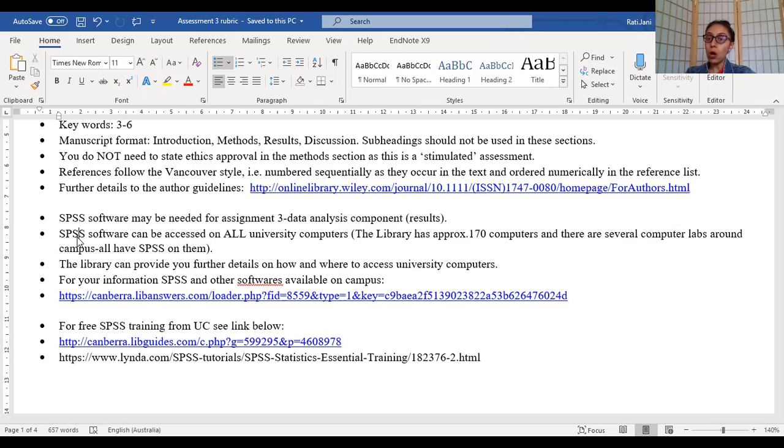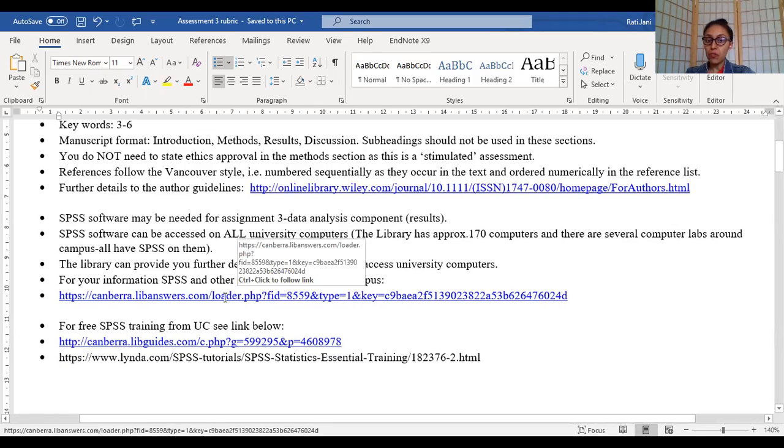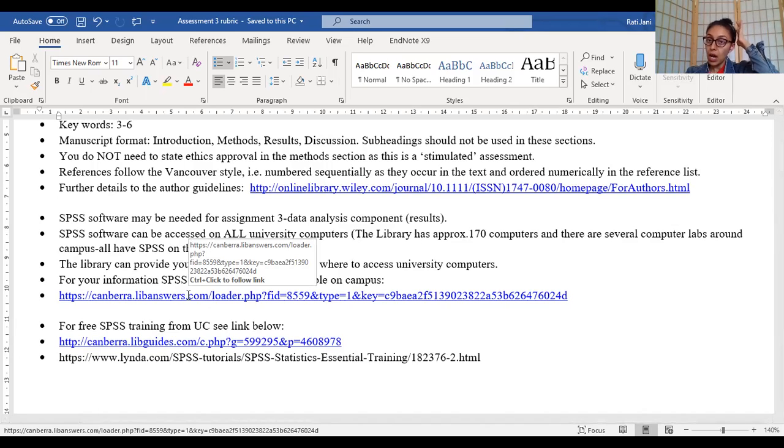So the first option: all desktops in the library have SPSS. There are specific computer labs on campus which have SPSS on the university computers, which can be identified from this link. Even the librarian, if the link is not working or if there are some updates, just ask the librarian in building 8 about which computers have SPSS, so you can go on campus and do your analysis.